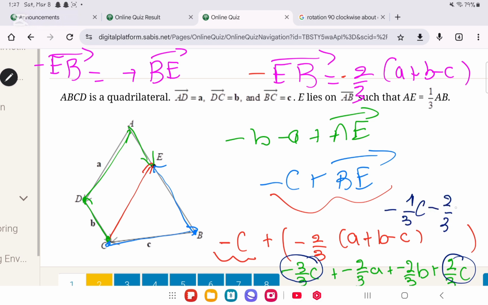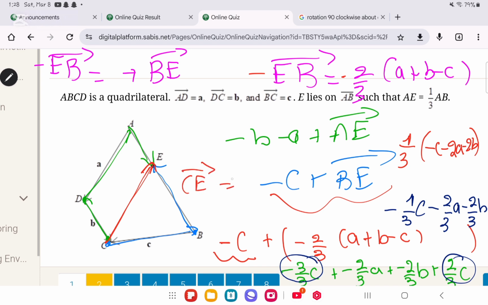Minus 2 over 3 A minus 2 over 3 B. Now, what we could do is take 1 over 3 as a common factor. So if you took 1 over 3 out as a common factor, you would get 1 over 3 multiplied by minus C minus 2A minus 2B. So very simply, we found the value of CE.